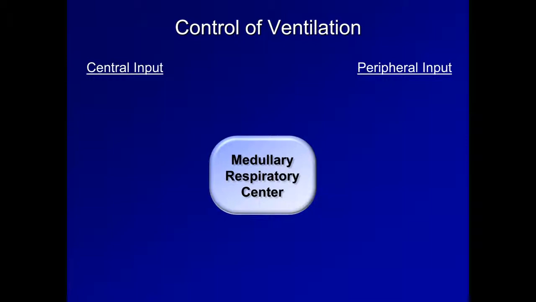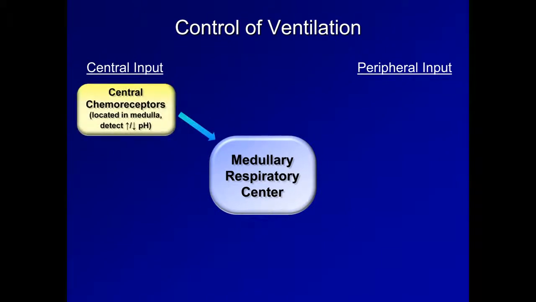pattern of ventilation. The most important of these central respiratory inputs are the central chemoreceptors, located in a variety of locations but most prominent on the ventral surface of the medulla. These chemoreceptors detect changes in pH and stimulate either an increase or decrease in ventilation in order to drive pH back to normal.